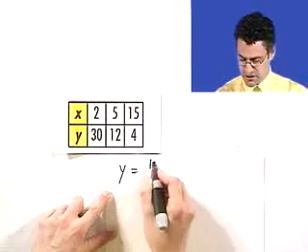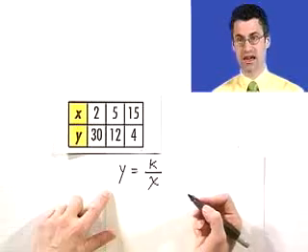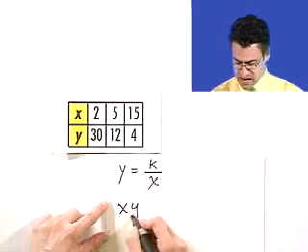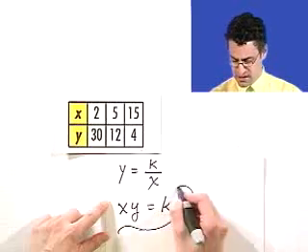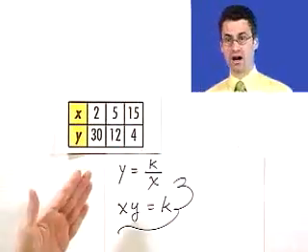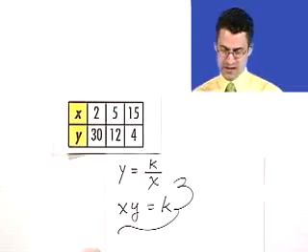Now remember, with inverse variation, we have y equals a constant divided by x, which means that if we take a cross product, x times y is always a constant. So if I want to test for inverse variation, let's take the product of x and y and see if that remains constant as we go through our data set.